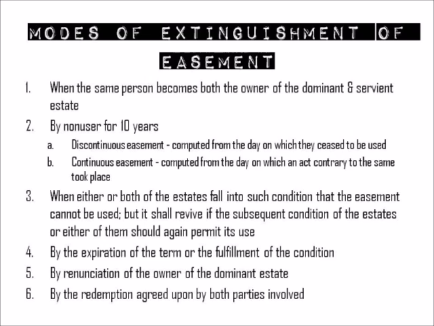Modes of extinguishment of easement. First, when the same person becomes both the owner of the dominant and servient estate. Second, by non-user for 10 years. Third, when either or both of the estates fall into such condition that the easement cannot be used, but it shall revive if the subsequent condition of the estates or either of them should again permit its use. Fourth, by the expiration of the term or the fulfillment of the condition. Fifth, by renunciation of the owner of the dominant estate. Sixth, by the redemption agreed upon by both parties involved.